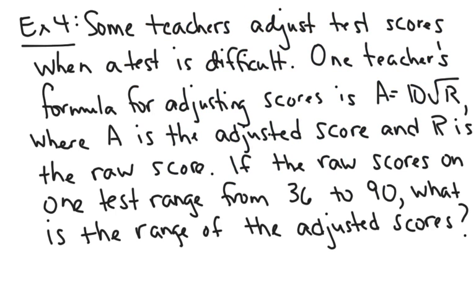Some teachers adjust test scores when a test is difficult. One teacher's formula for adjusting scores is A equals 10 times the square root of R, where A is the adjusted score. That means that's the score after the teacher determines they want to curve the test. And R is the raw score. The raw score is the original score that you get. If the raw scores on one test range from 36 to 90, what is the range of the adjusted scores?